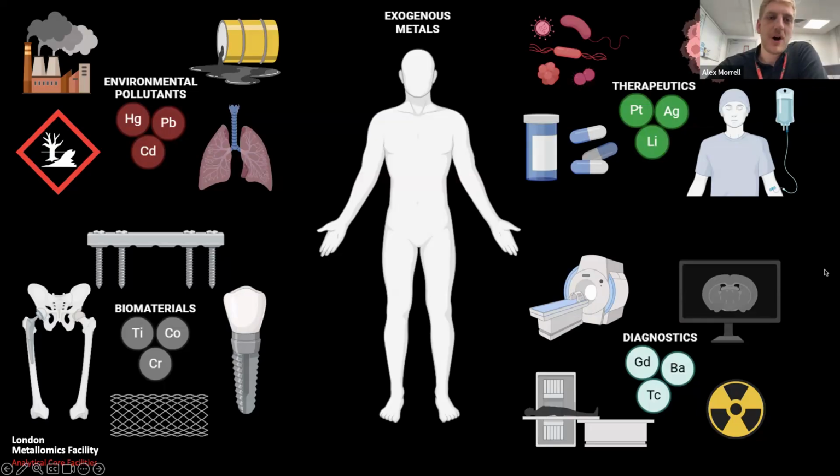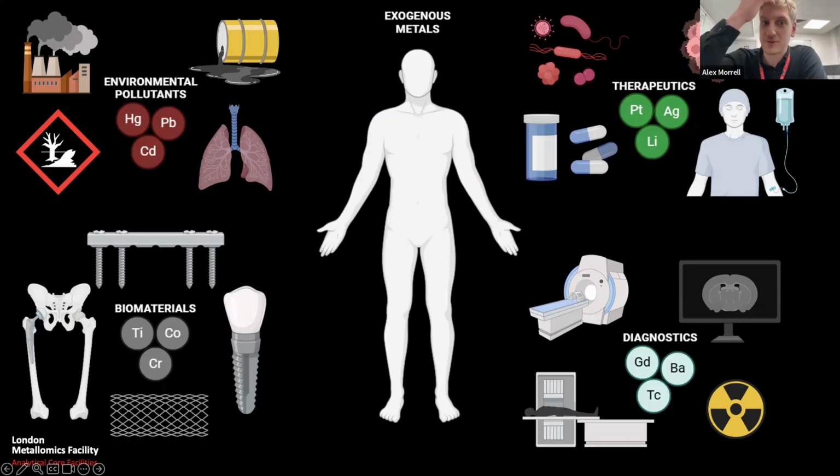On the absolute flip side, you have the therapeutic metals. So these are metals that we introduce into our body on purpose. So things like therapeutic drugs, like metallodrugs, cisplatin, lots of chemo-based therapeutics are metal-based. But also things like silver is used a lot in antimicrobial resistance, and lithium is used a lot in bipolar disorders. And there's lots of other different metal drugs as well. So these are metals you introduce on purpose.